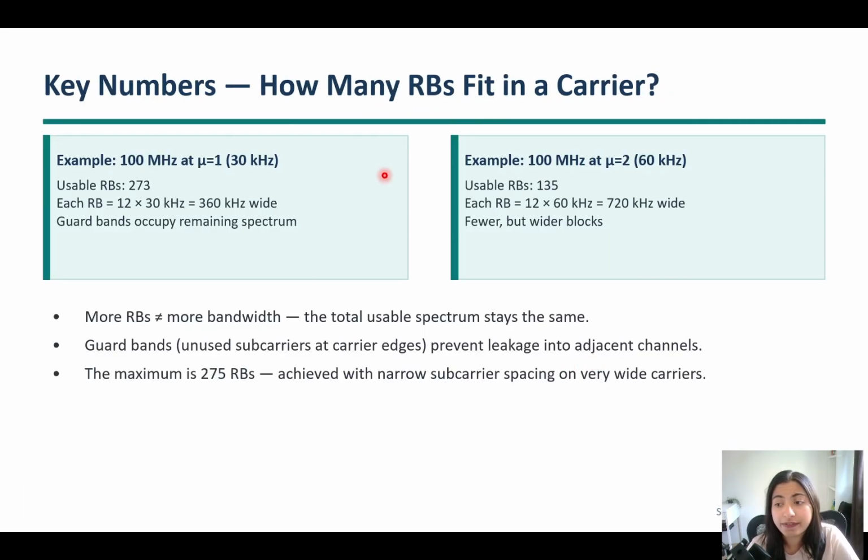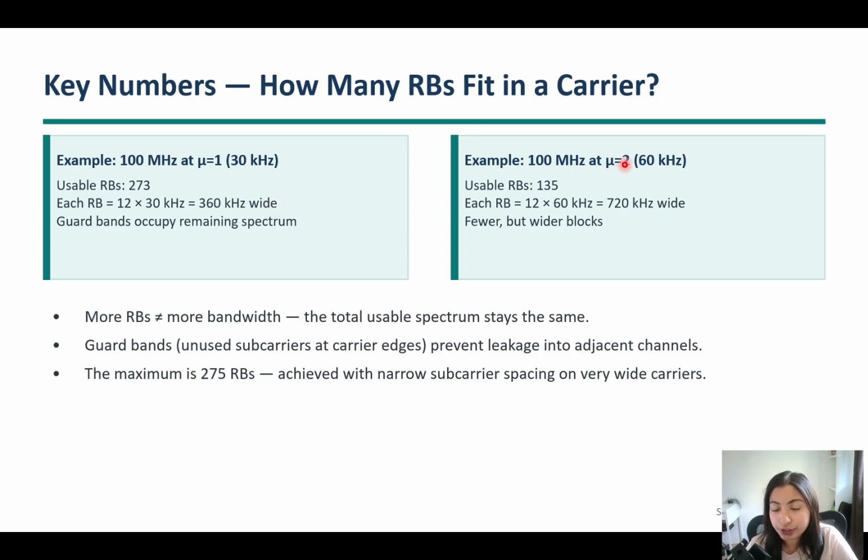A natural question at this point is, how many resource blocks fit in a single 5G carrier? The answer depends on two things: the channel bandwidth and the numerology. For a 100 megahertz carrier with 30 kilohertz subcarrier spacing, that is numerology equal to 1, the standard allocates around 273 resource blocks. That's 100 megahertz divided by 30 kilohertz divided by 12 subcarriers. So the total amounts to around 273 resource blocks for 30 kilohertz. The rest of the resource blocks are used for guard bands.